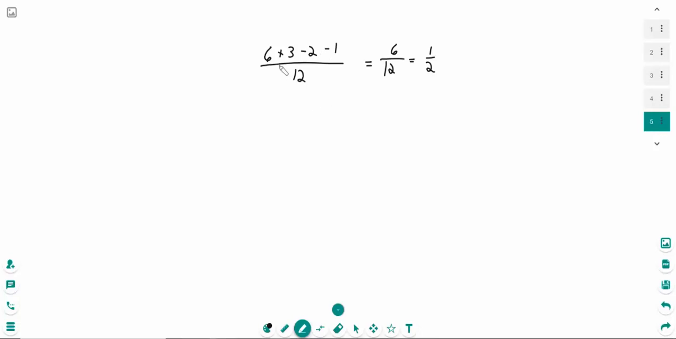So when we have fractions that have expressions in the numerator that can be simplified, like everything we see up here, we always simplify those out before we divide them by 12. Makes it easy. All right.